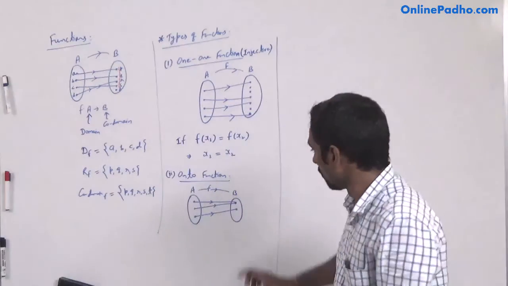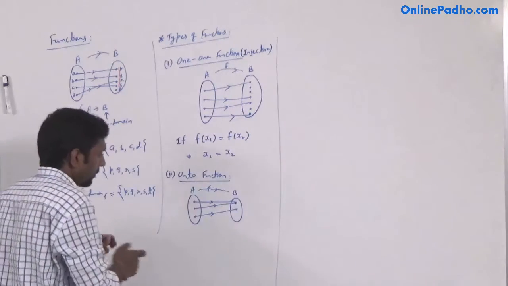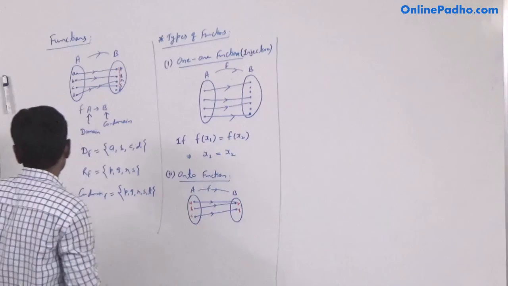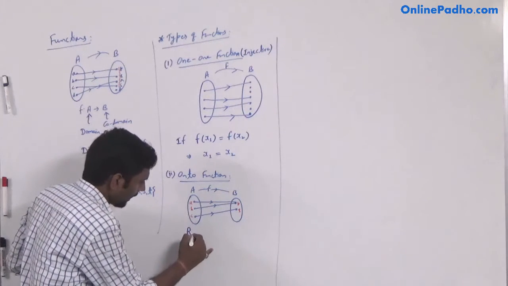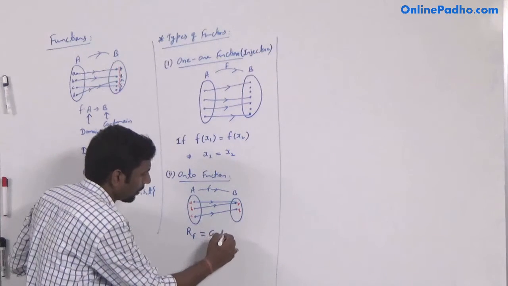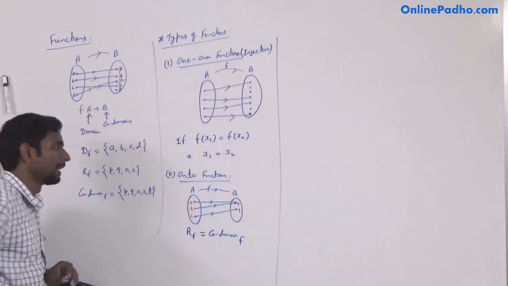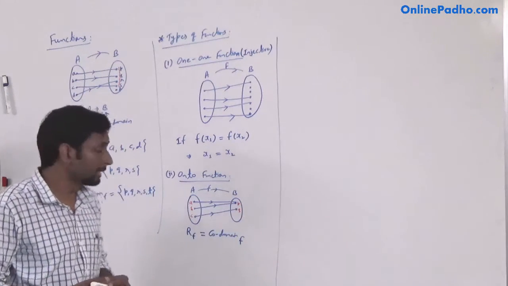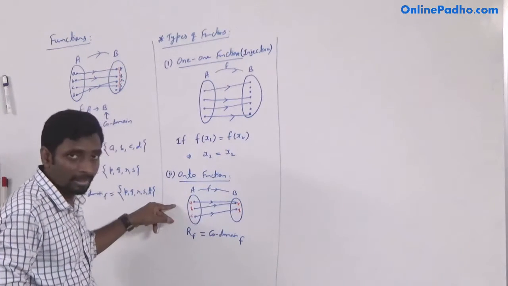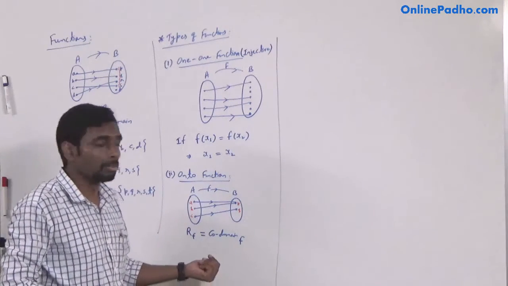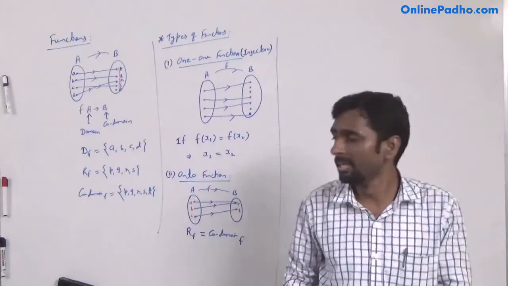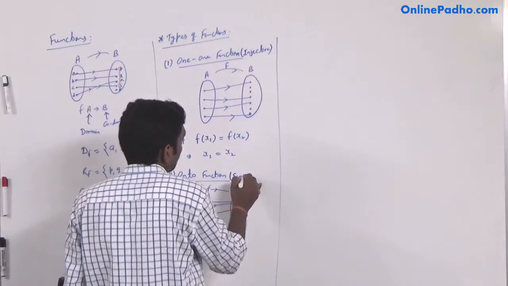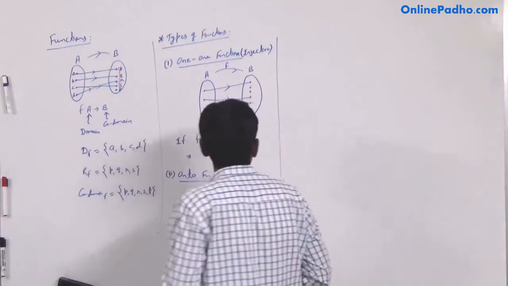Onto function means the codomain is equal to the range of the function. Let us consider some elements A, B, C, P, Q. In onto function, the range of the function must be equal to the codomain. What do you mean by codomain? The second complete set is called codomain, and in the second set, the elements related to the domain are called the range of the function. If range is equal to codomain, that function is onto function. Onto function can also be written as the surjective function.